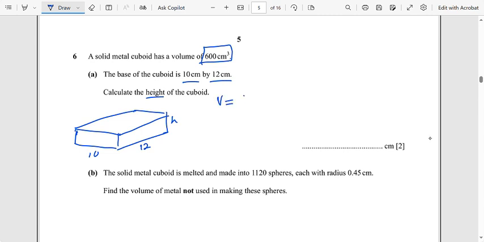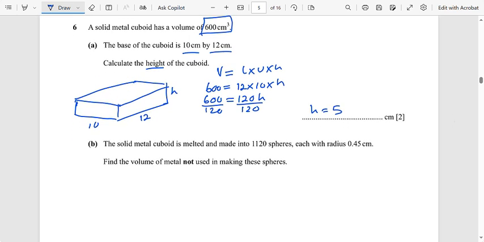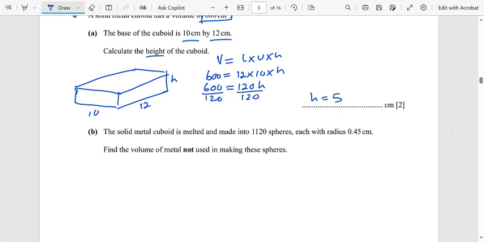So volume is equal to length times width times the height. So 600, which is our volume, is equal to 12 by 10 multiplied by the height. So 600 is equal to 120h. Divide both sides by 120. We should be able to get h as 5. So that's the height of the cuboid.